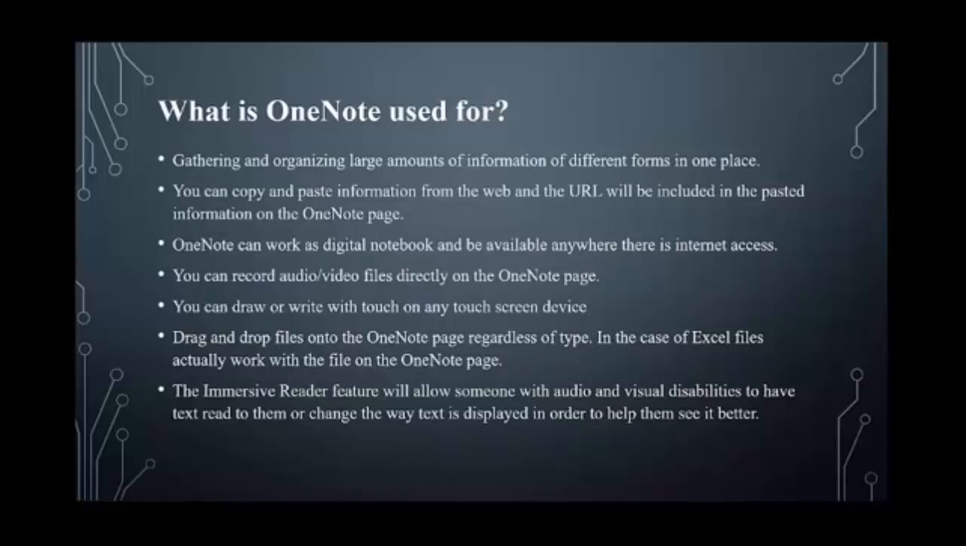What is OneNote used for? OneNote can be used for gathering and organizing large amounts of information of different forms in one place. You can copy and paste information from the web, and the URL will be included in the pasted information on the OneNote page if that setting is set. OneNote can work as a digital notebook and be available anywhere there is internet access.